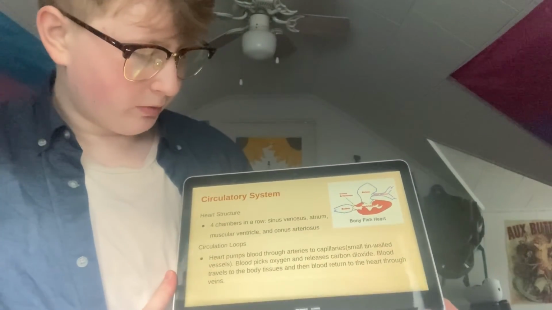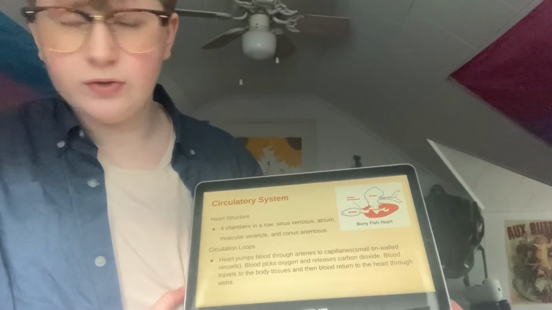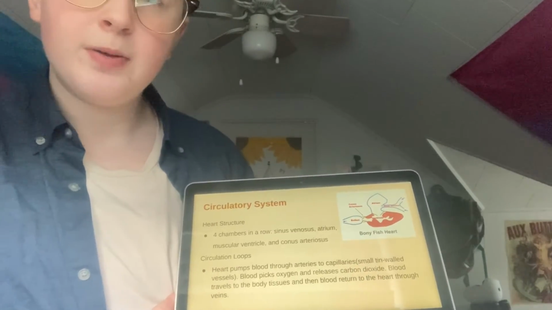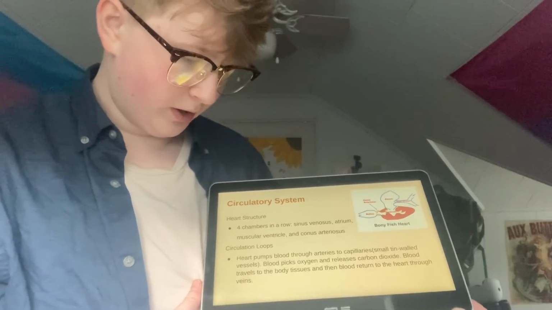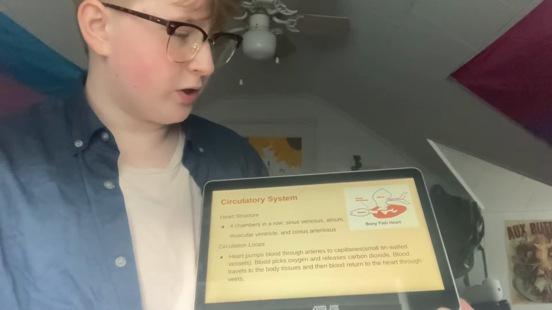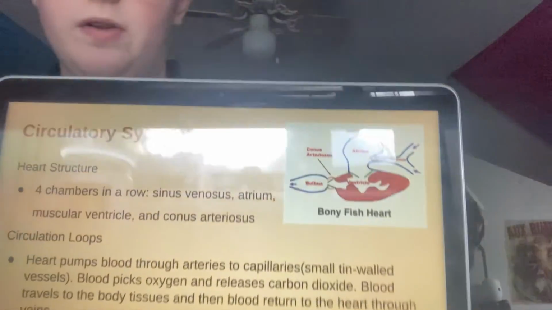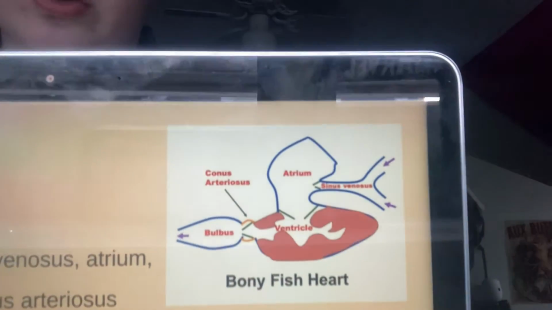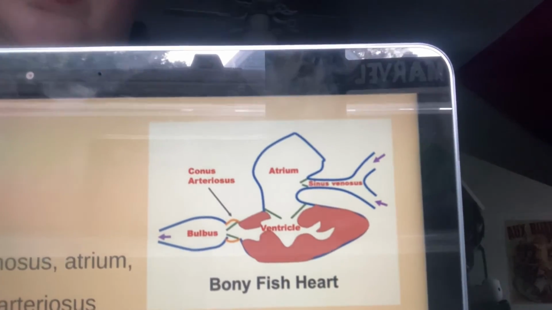So the heart will pump blood through arteries to capillaries, which are small, thin-walled vessels. Blood picks oxygen up and releases carbon dioxide, and blood will travel to the body tissues and then return to the heart through veins. And you can see here just a picture of the structures of the heart and the circulatory system.